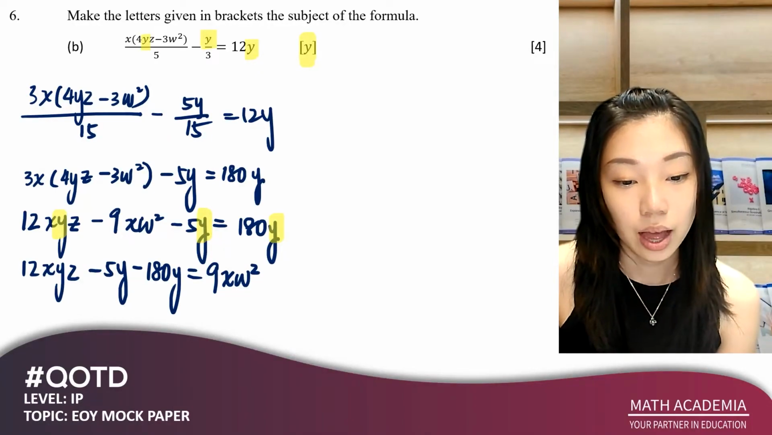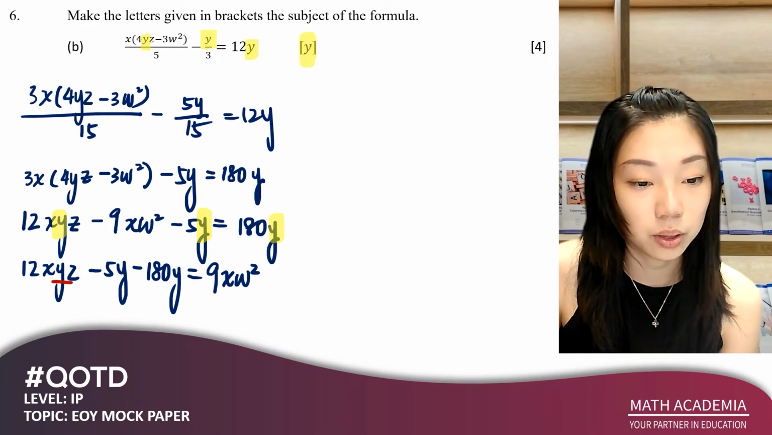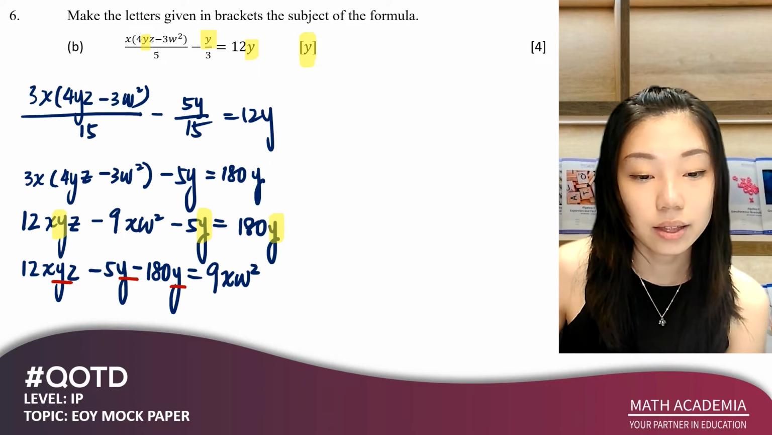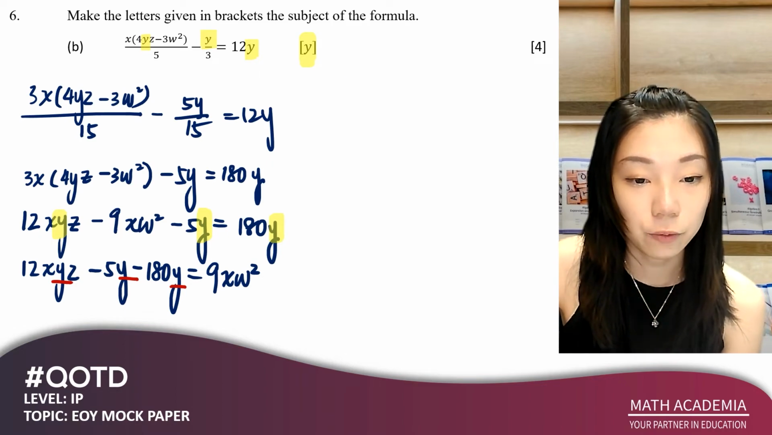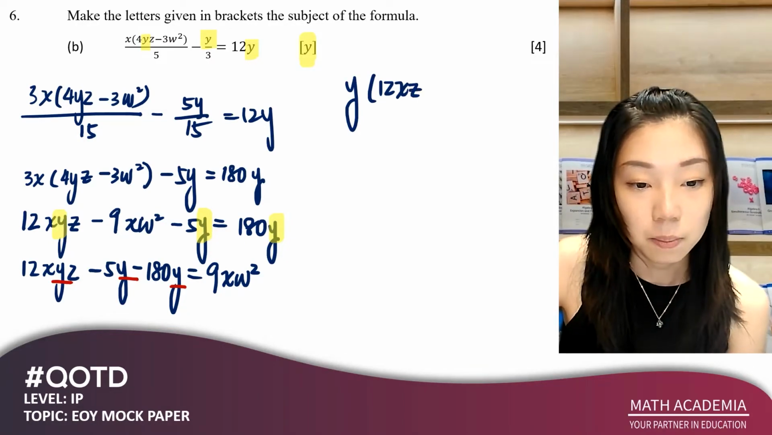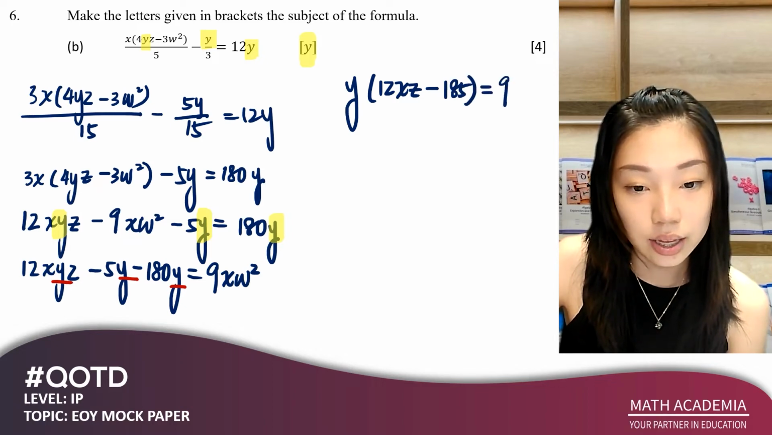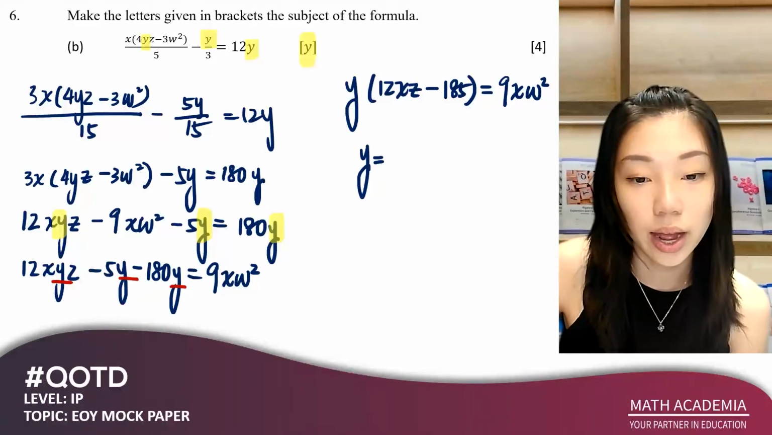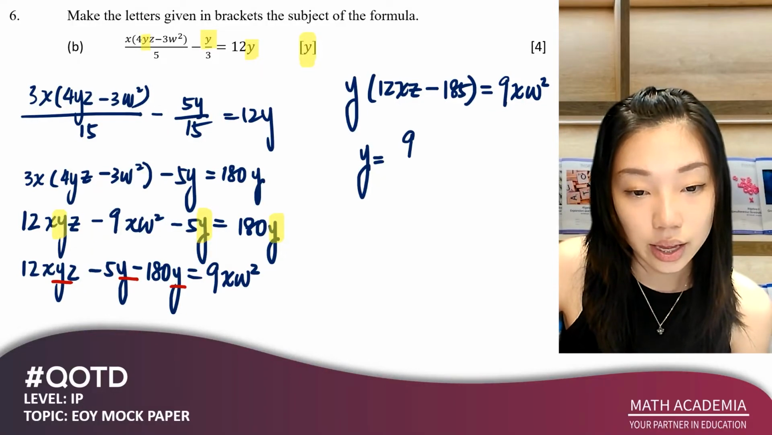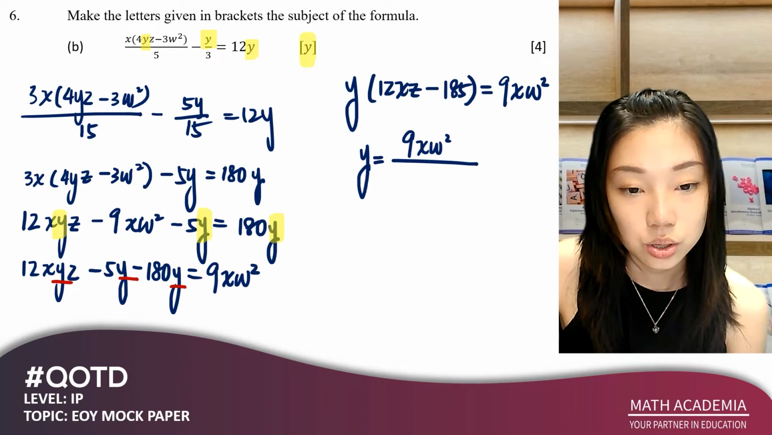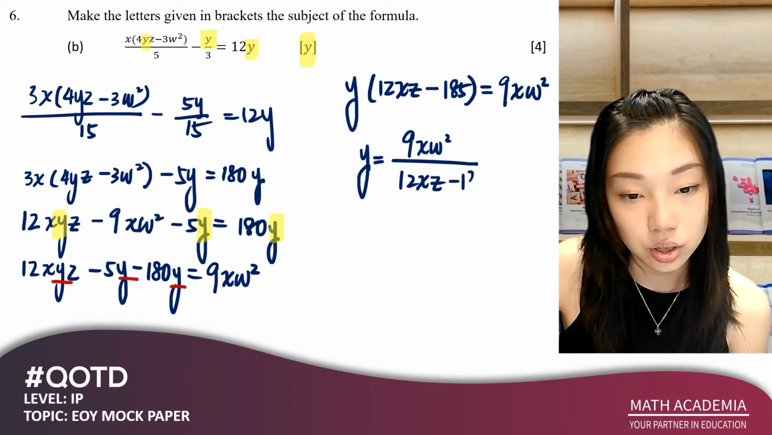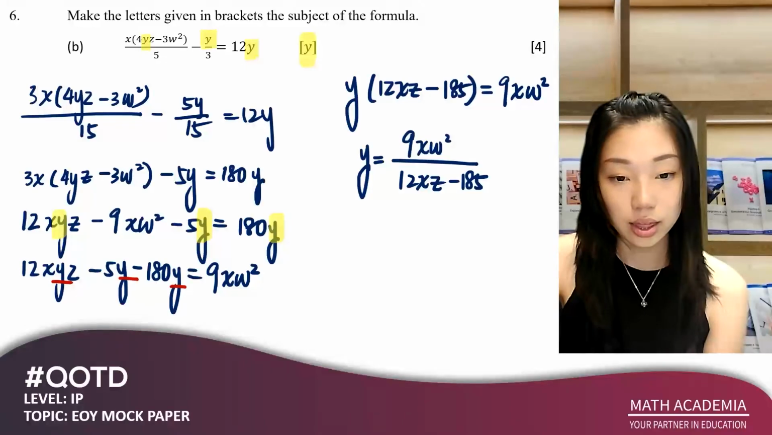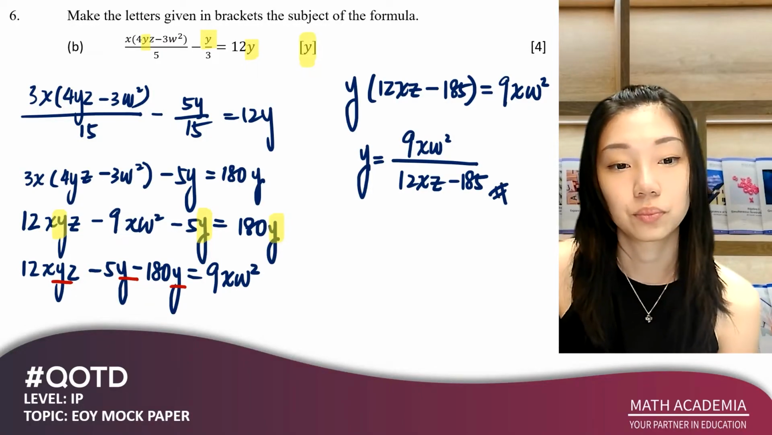What's my next step? I would realize that all of my three terms are a multiple of y. What can I do? I can factorize out my y. So when I factorize out y, I would have y multiplied by 12xz minus 185 equals 9xw squared. So to find my expression in terms of y, I would take 9xw squared over 12xz minus 185. Okay, and this would be the final answer.